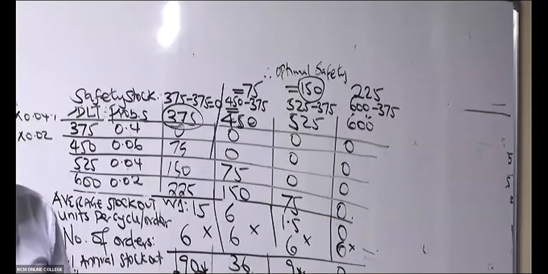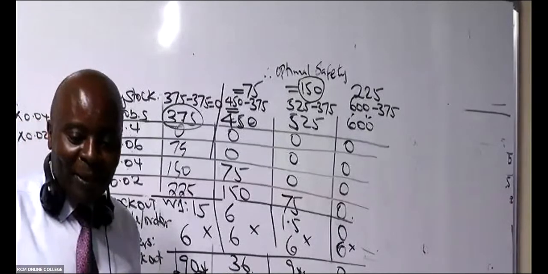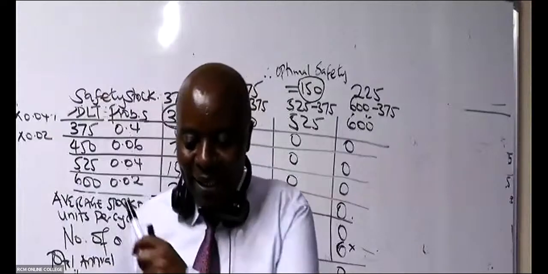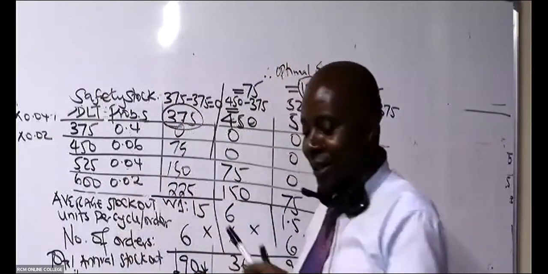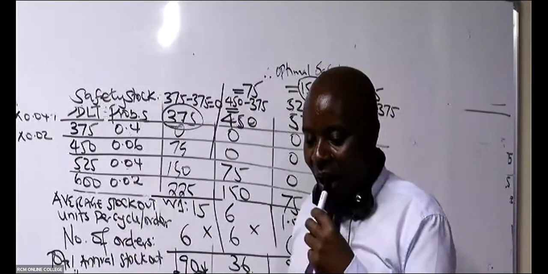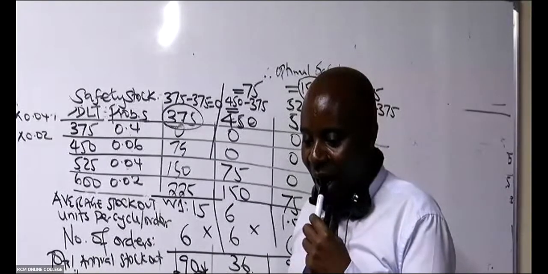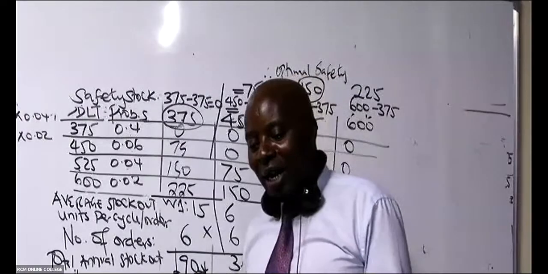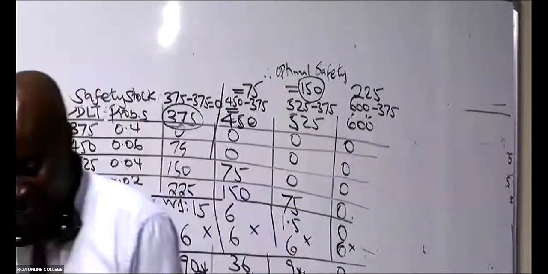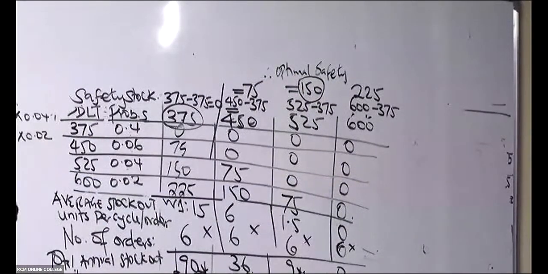Are we together somehow? Can I ask you a question? What is the probability of stock out here? If you go by this recommendation, what is the probability of getting a stock out? Somebody give me an answer. Probability cannot be more than one.